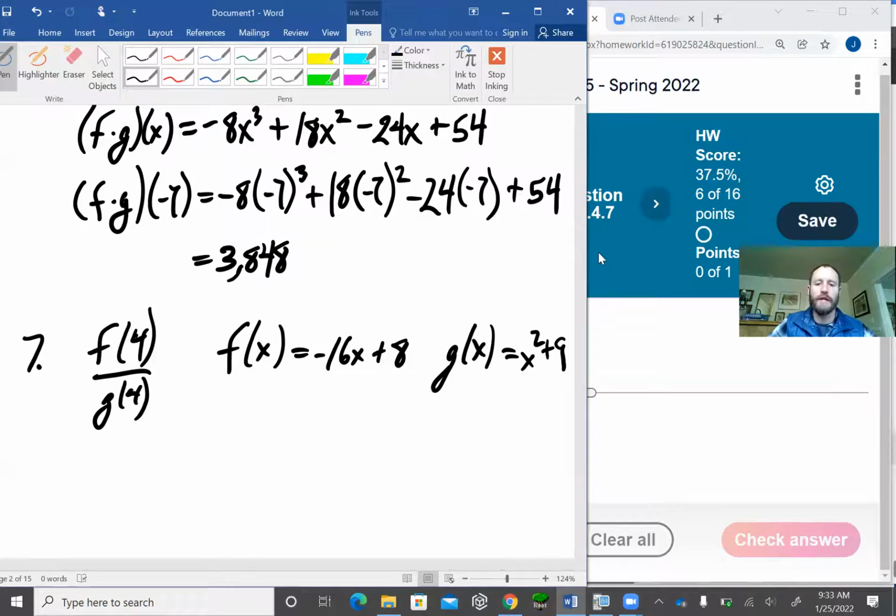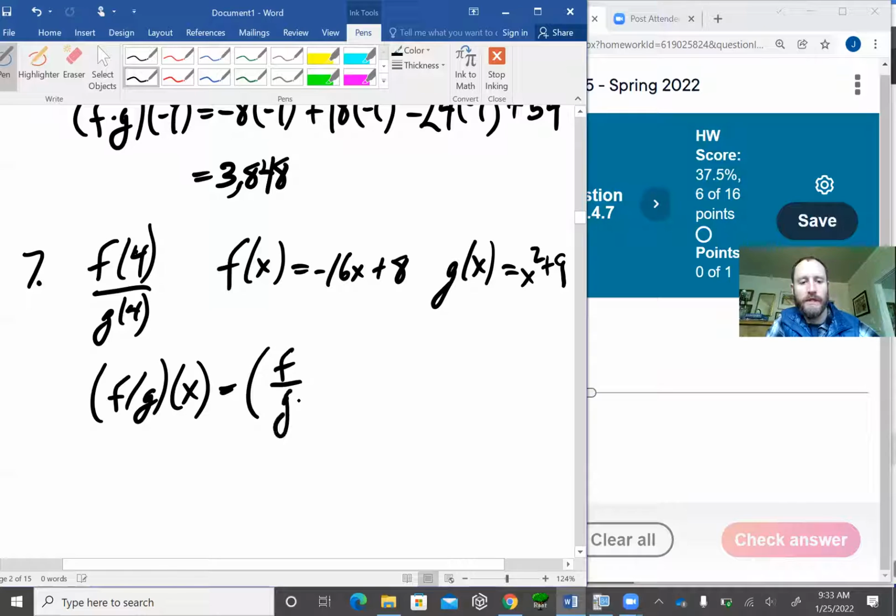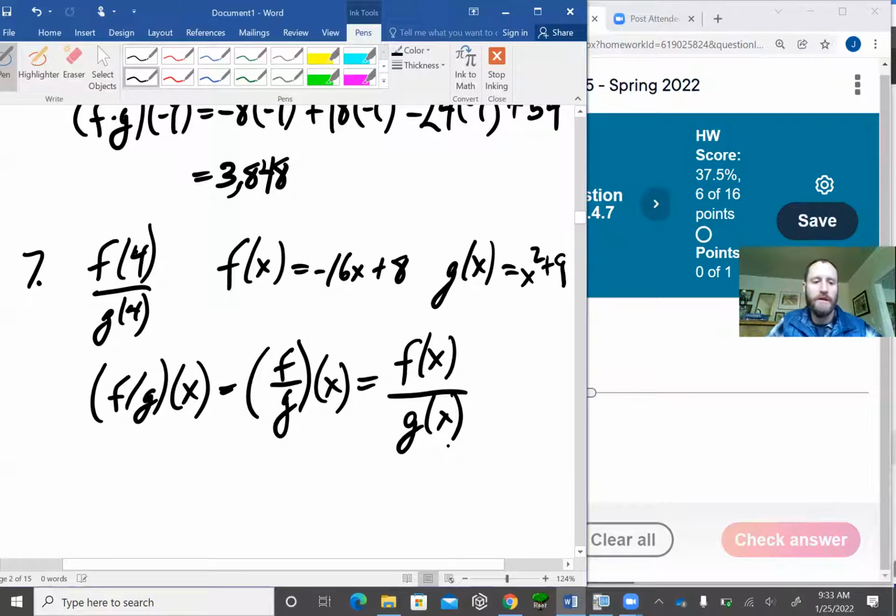Now the quotient, it gets a little tricky when we start talking about the domain of the quotient, but actually finding the formula for the quotient, right? We want to find what we sometimes write like this, f over g of x. They write it a lot of different ways. But all it is, you take the formula for f of x and then you just divide it by the formula for g of x like that.